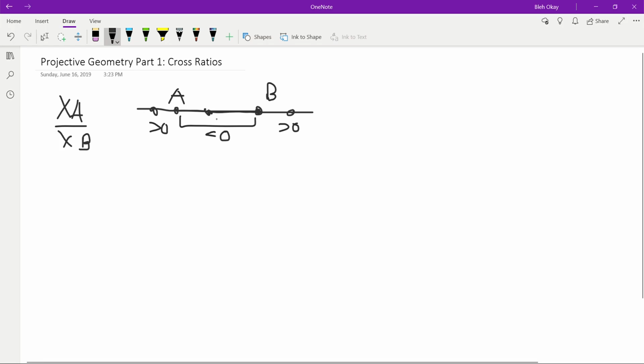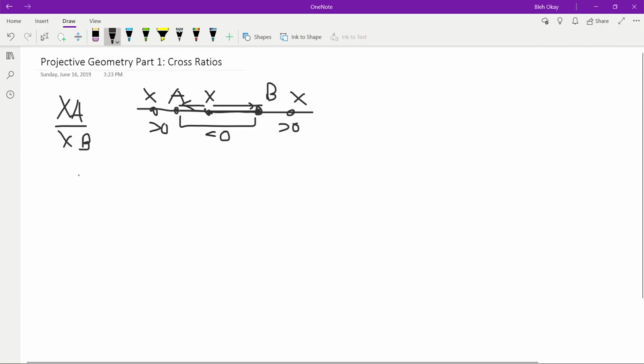In other words, XA defines the distance in that direction, but XB here would be defining the distance in that direction. So the order of points matters, and since these are two opposite directions, we say that this ends up being a negative ratio. But here, if X was here, XA and XB are in the same direction, and the same applies here. XA and XB are in the same direction, so you get a positive value.